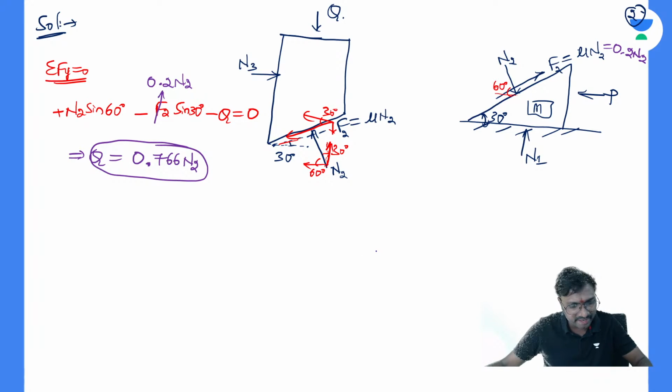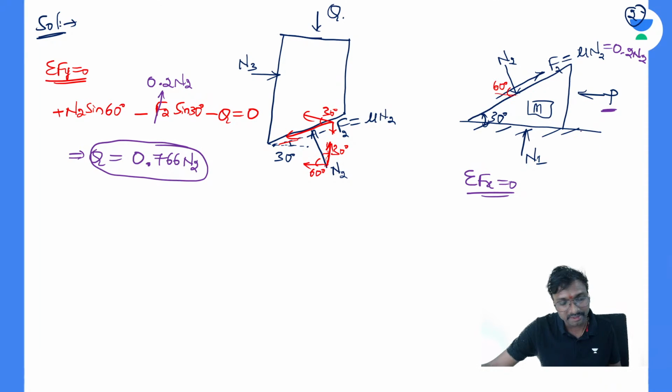And from the right-hand side, if you just observe, what are you getting? You can apply sigma Fx equal to 0 from this diagram, because P is horizontal. That is why we are applying sigma Fx equal to 0. Q is vertical, so we have applied sigma Fy equal to 0. Here, applying sigma Fx equal to 0, what are the two components of this friction? One like this, one like this.